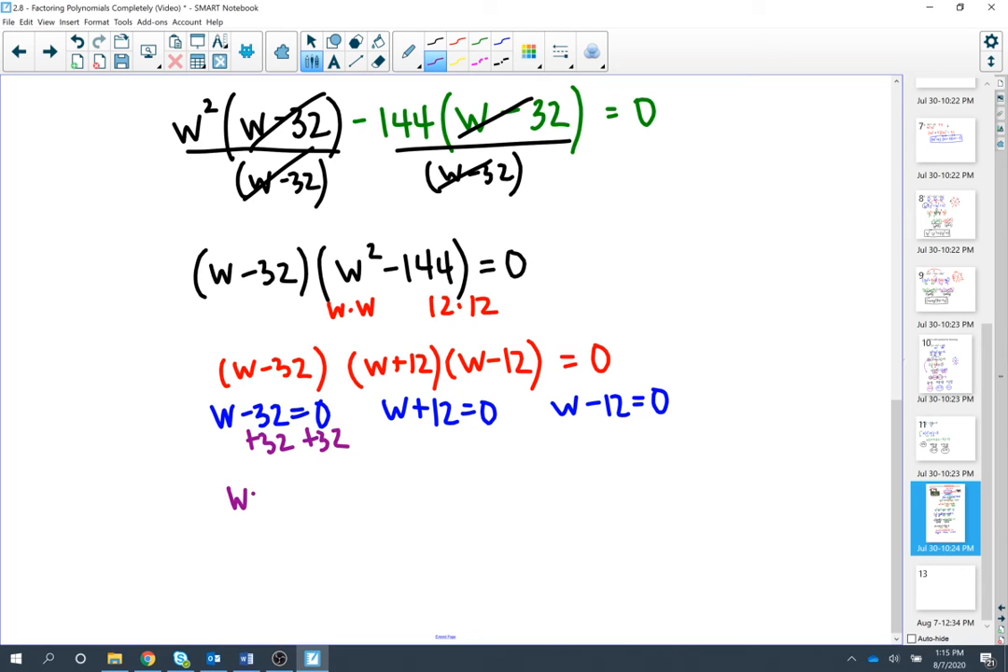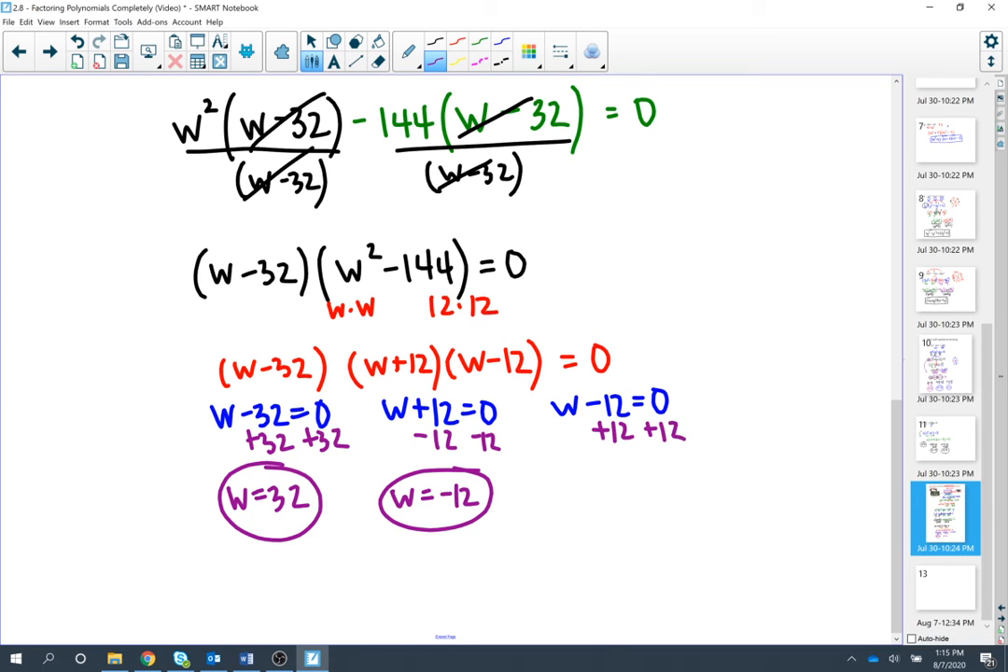So w equals 32. Minus 12. W equals negative 12. Add 12. W equals 12. Now we have 3 solutions. Great. Which one can you automatically throw out if we're talking about the width of a terrarium? Negative 12. The width of a terrarium cannot be a negative number.